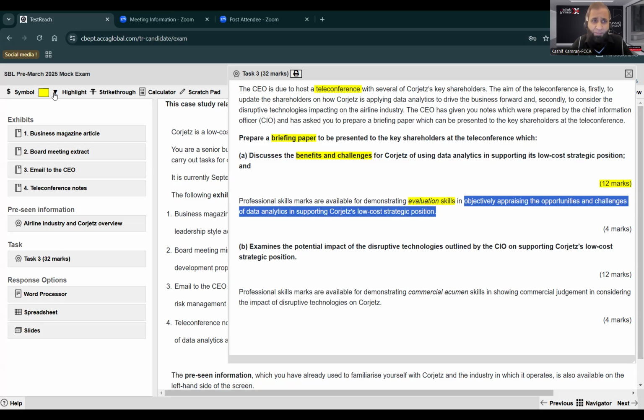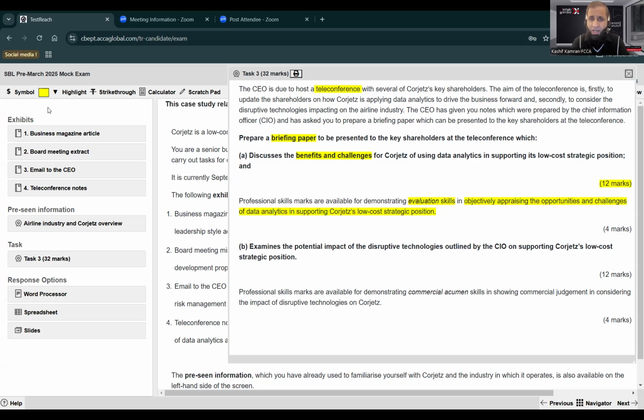So you need to appraise the opportunities and challenges of data analytics. So when you're writing the benefits, when you're writing the challenges, keep an open mind. Appraise them in the context of the information which has been given to you. So you must be knowing a lot about CodeJets from the pre-seen. You will get to know more about CodeJets from the exhibit number 4. So within that information, you need to do the best evaluation.